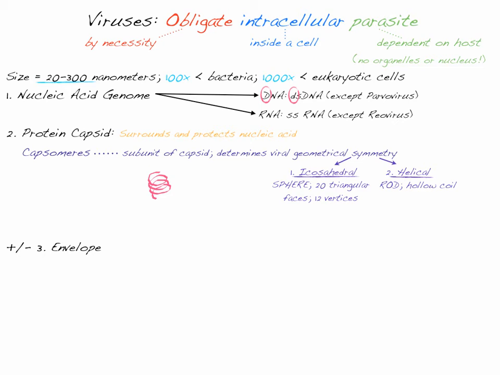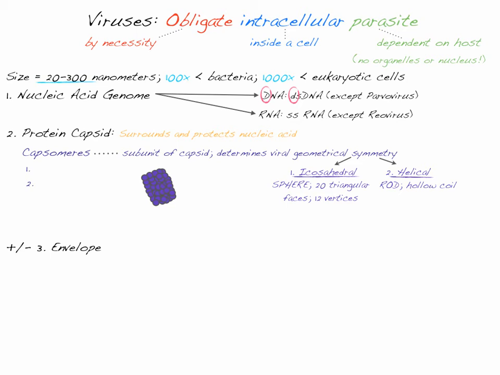So here I've drawn out the nucleic acid genome, this pink structure. And here you can see a capsomere. Whenever you have multiple capsomeres come together, this is going to form the capsid, which is going to, like we said, surround and protect the nucleic acid. And this capsid looks like it's a helical capsid, so this virus is going to be a helical virus.